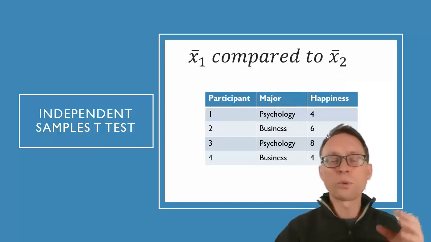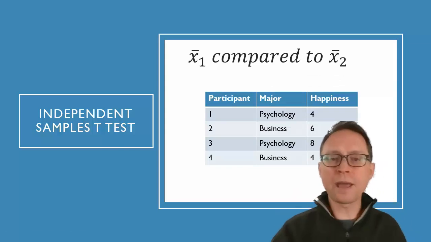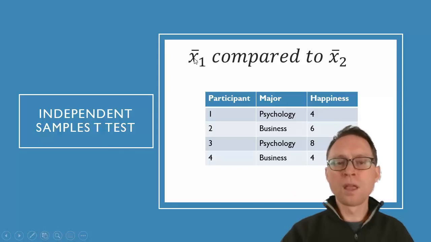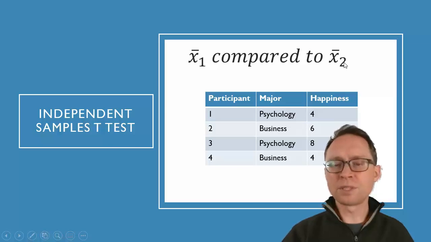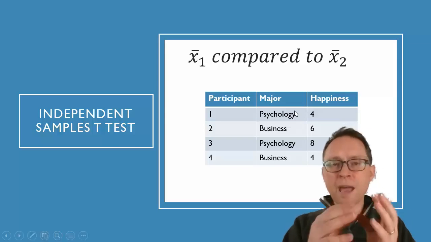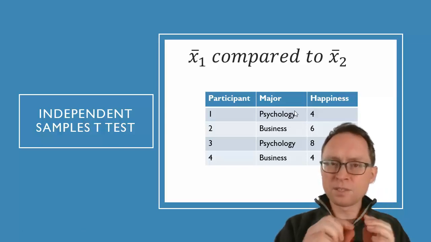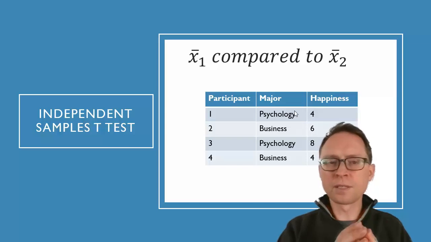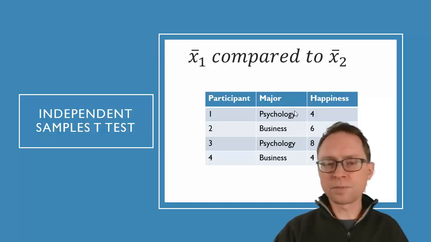So what that means is that what we're really trying to do, if I think that psychology majors have more happiness than business majors, I'm looking at the mean of the first group. So X bar sub 1 means the mean of psychology majors. The sub 1 is the psychology majors. X bar sub 2 is the mean of the business majors. So what I want to know is, is the mean happiness for psychology majors significantly different than the mean happiness for business majors? The sub is the subgroup, right? Sub 1 means psychology majors, sub 2 means business majors.